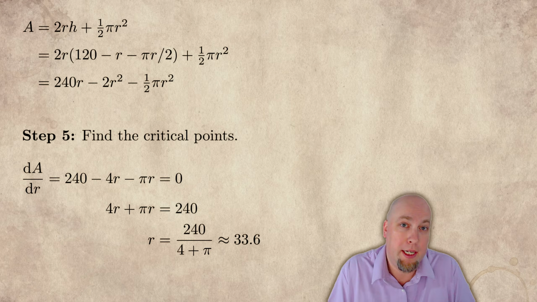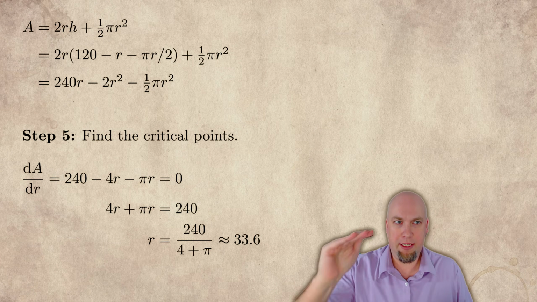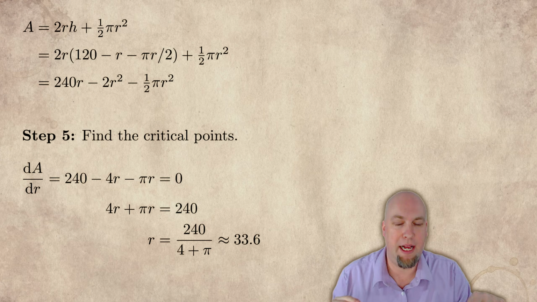All I know at this point is that it's a critical point. It could be a max, it could be a min, it could be neither, right? It could just be a flat spot in between two increasing sections on a graph. Okay, we want this to be a maximum. Okay, we really need to convince ourselves of that.